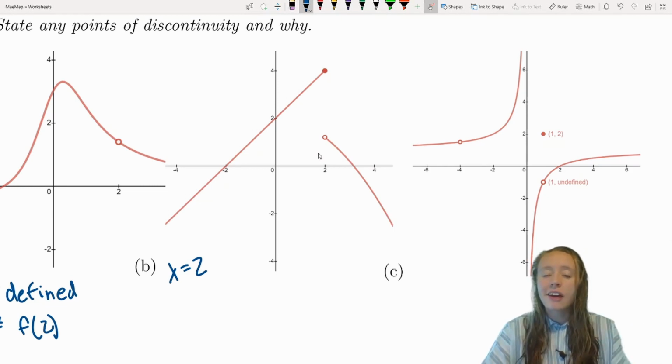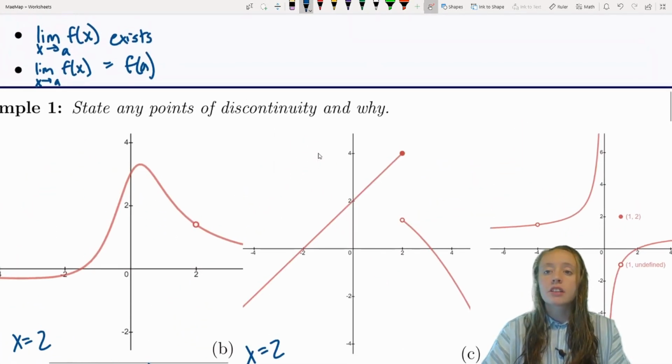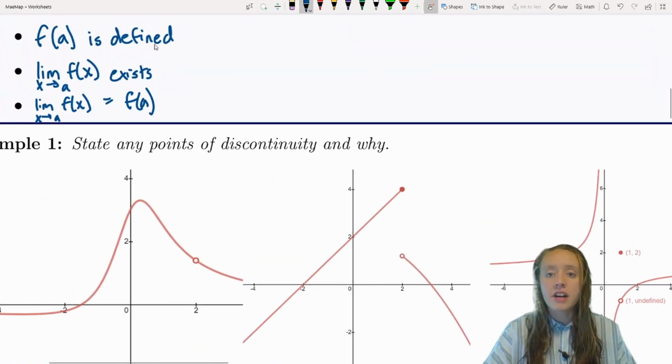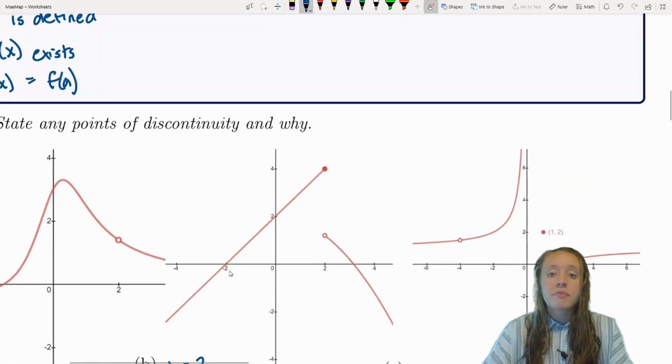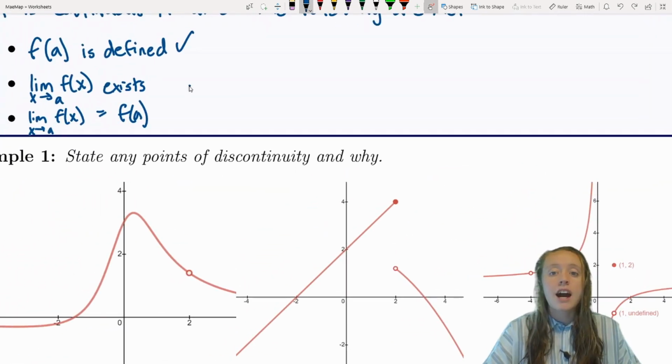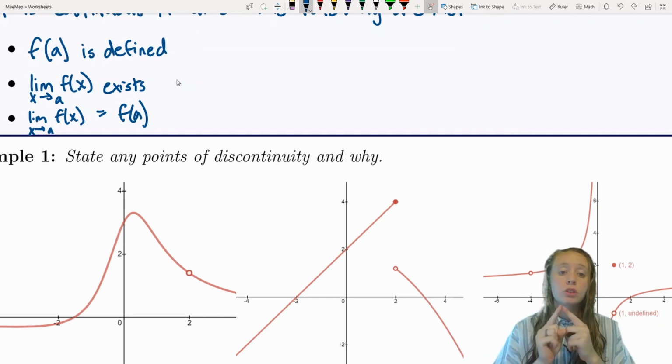But why does it fail in this case? Well, let's look at the first part. F of a is defined. Yeah, it sure is. When we're at 2 in the x, we're at 4 in the y, or 4 for f of x. That is indeed defined. But here we go. Does that limit exist? Coming from the left and coming from the right as x approaches 2, do we have that same finite value?